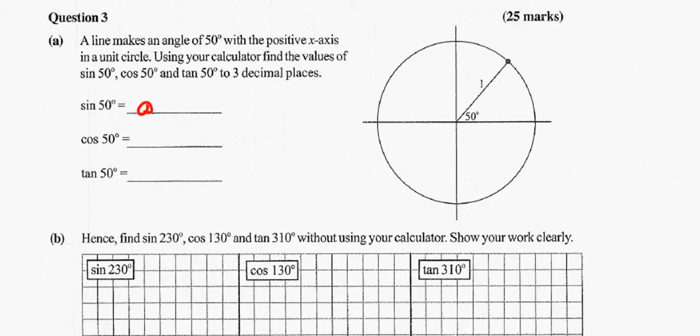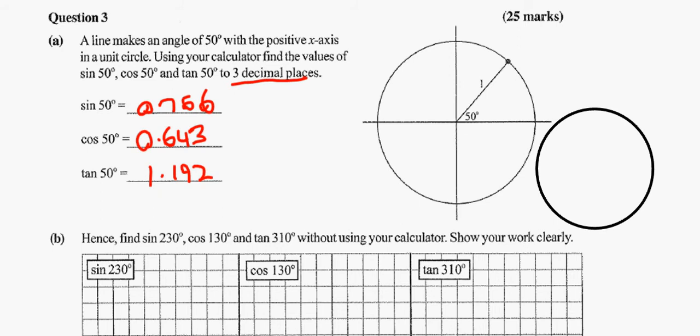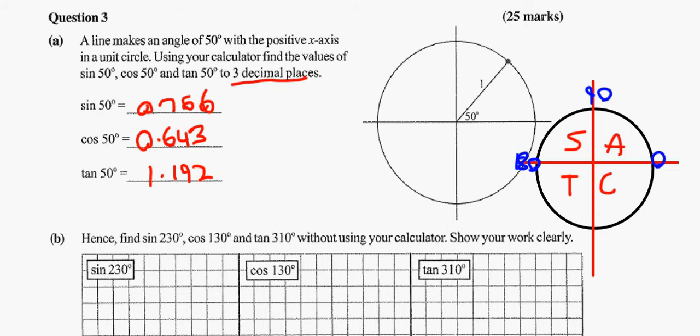Okay, next one. Just using your calculator, type in sine 50, cos 50, tan 50. Sine 50 is 0.766, cos 50 is 0.6428, which rounds off to 0.643. Tan 50 is 1.192. Now, when you're using a circle, there's a rule, okay? The rule is ASTC.